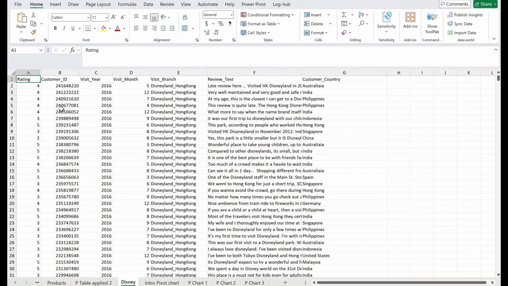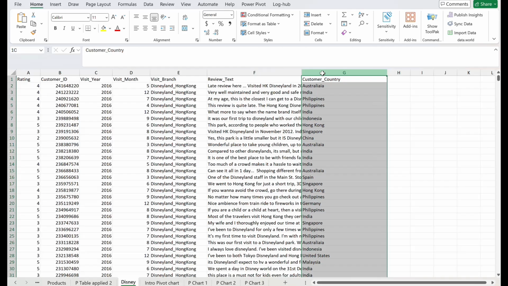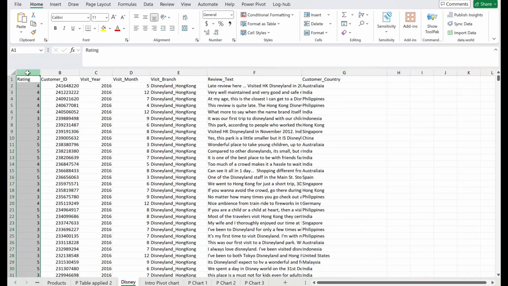So in the tab Disney, we see in column A there's a rating, there's a customer ID in column B, the year and the month that they visited. There are branches of Disneyland all across the world. There is some text that visitors have written after their visit. And there's the country from where the visitor came from, I assume. Okay, so now we have an idea what this is about. This is about satisfaction ratings of visitors to Disneyland.